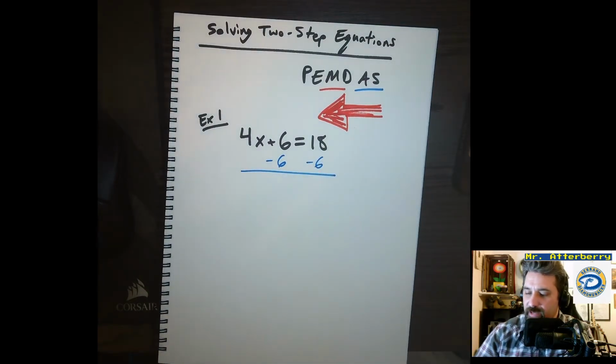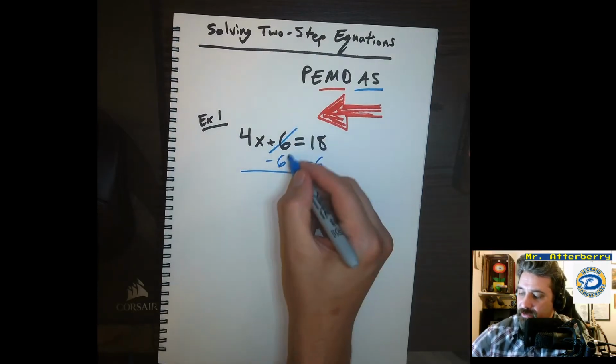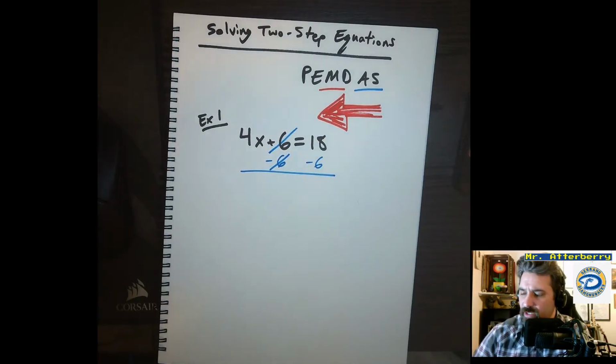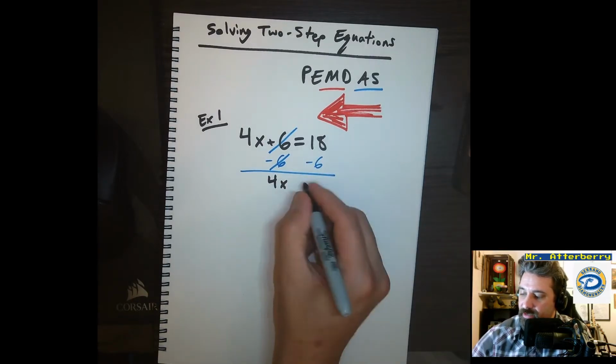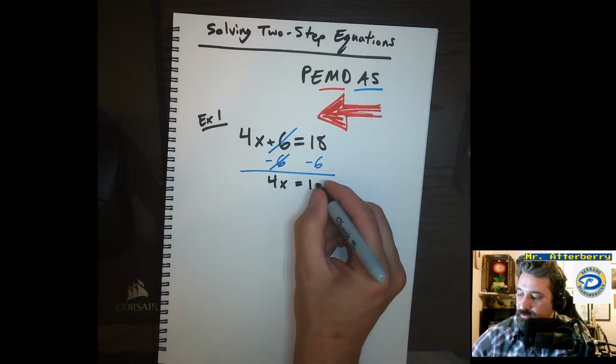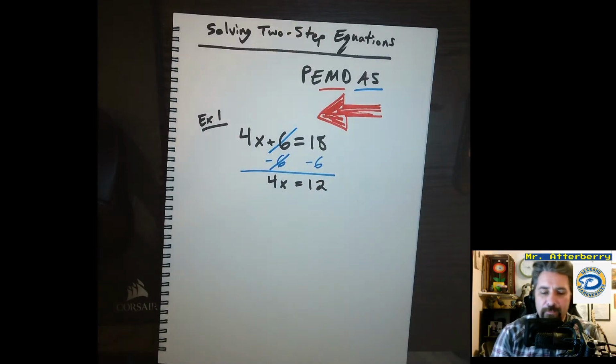When I do that, look at that, it cancels. And now we're left with 4x. 18 minus 6 equals 12. Okay, now we have 4x equals 12.